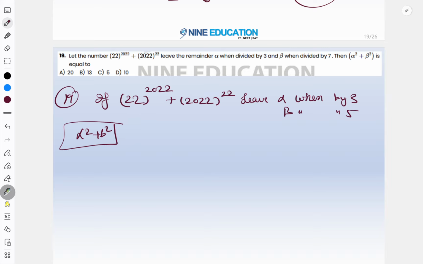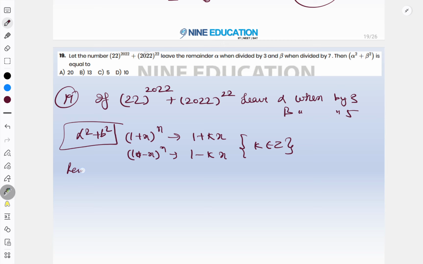Now we have a very famous theorem in binomial that if you have (1 plus x) power n, that can be written as 1 plus kx, and if you have (1 minus x) power n, that can be written as 1 minus kx, where k belongs to integer, right? We will make use of it to calculate the remainder. Let's calculate the remainder on dividing by 3.